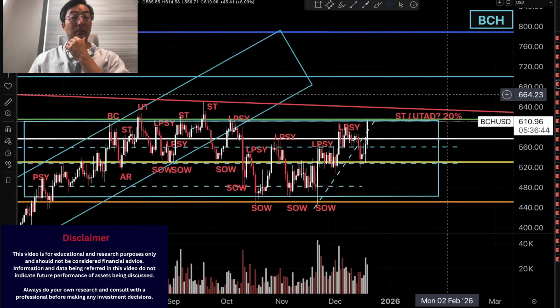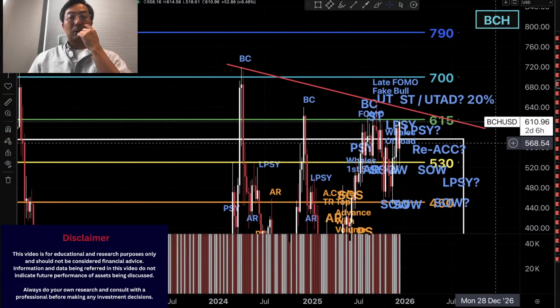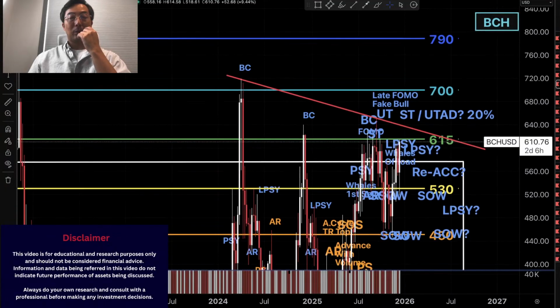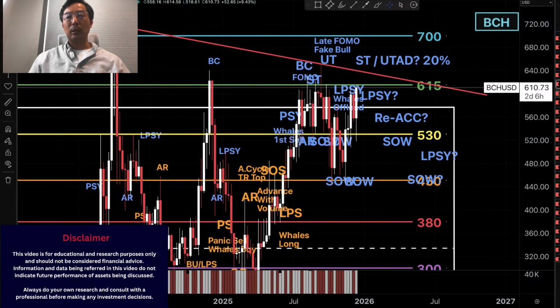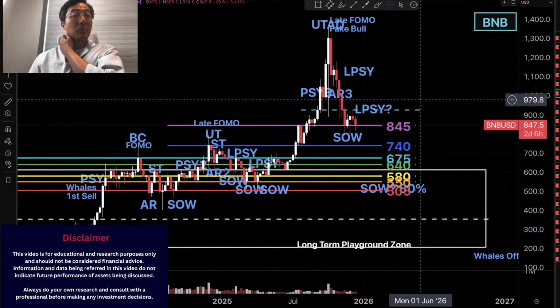Okay, that's Bitcoin Cash. So I'm going to speed up from this point onwards because this is supposed to be a speed run session. I usually explain a little bit more when I cover the very first one.